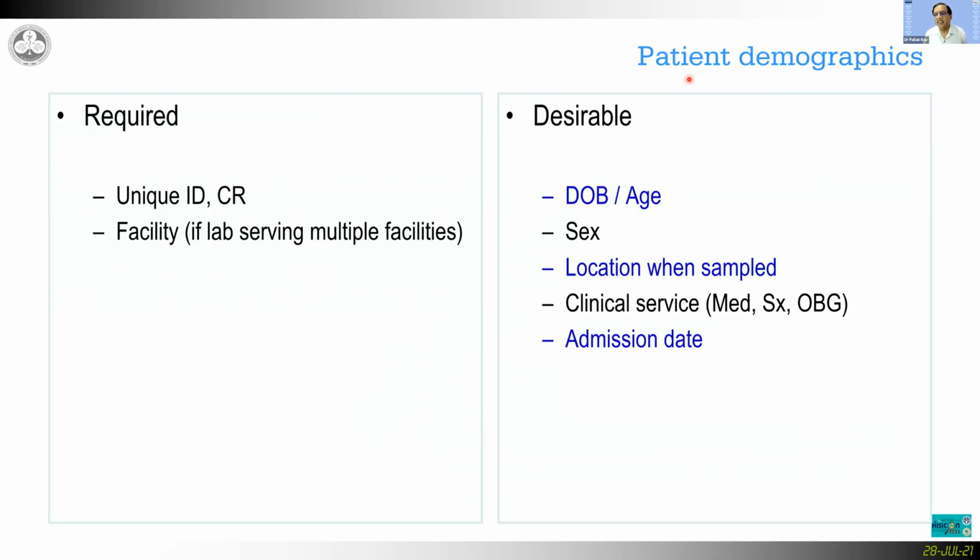Now, what are the essential information that should be there in the line list? Screen is not visible.